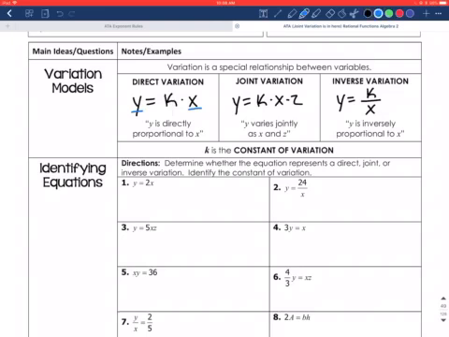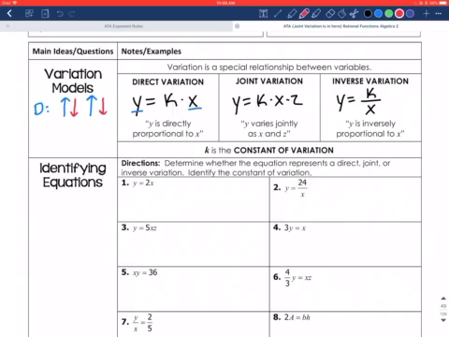A good example to help you understand direct variation is hourly wages. Say you work at the grocery store and you make $10 an hour, which is awesome. That must be a really nice grocery store. But the more hours you work, the more money you're going to get, right? So they both go in the same direction. Whereas the less hours you work, the less money you're going to get. Those are going in the same direction. If I was in class with you right now, I'd be raising both of my hands. As one goes up, the other goes up. As one goes down, the other goes down.